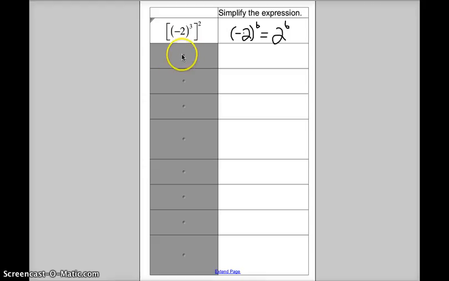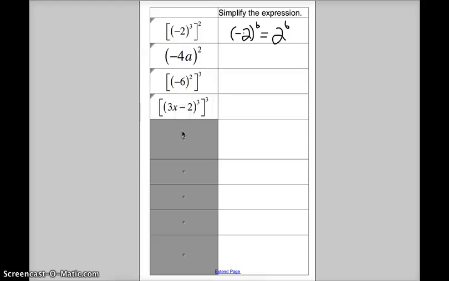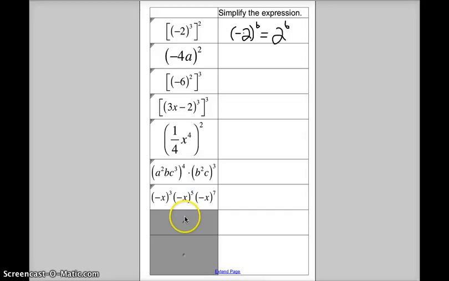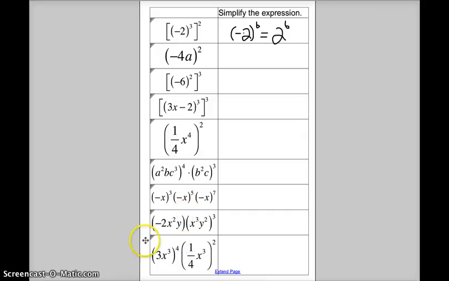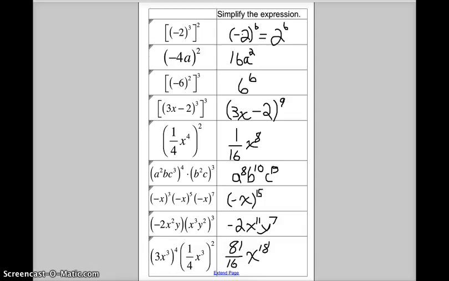Take a look at a few more, hit pause, and try to solve and simplify these complicated expressions. Here are your simplified answers for those. Take a note of any ones that you may have messed up or you have questions about. Bring them into class so we can discuss them at the next session.